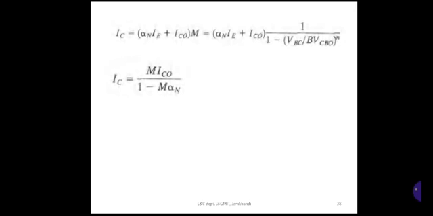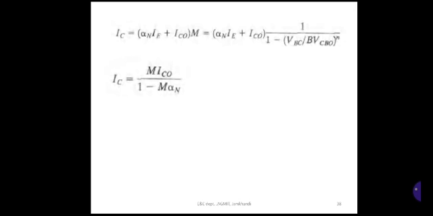the situation is somewhat more complicated. IB is equal to 0 and therefore IC equal to IE. So IC is equal to M into ICO divided by 1 minus M into alpha N. In this case, the current increases indefinitely when M into alpha N approaches unity. By contrast, M must approach infinity in the common base case before BVCBO is reached. Observe the equation carefully here.